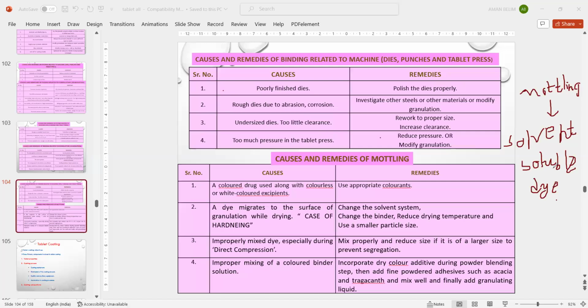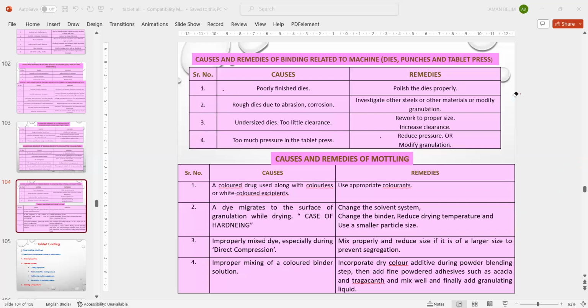For the mottling, you also have to increase the viscosity of the color coating solution. That is also a remedy. The main remedy is to use a solvent insoluble dye. So that is about the mottling.